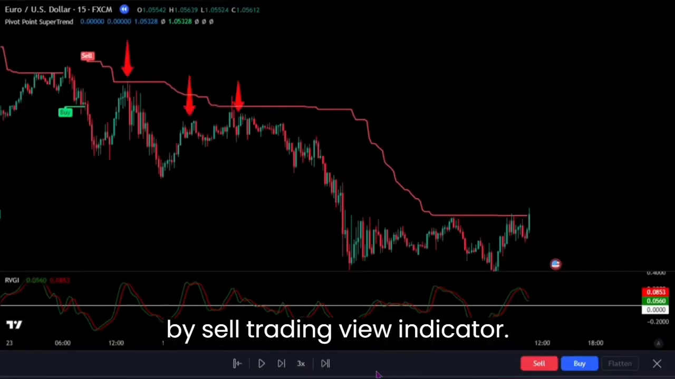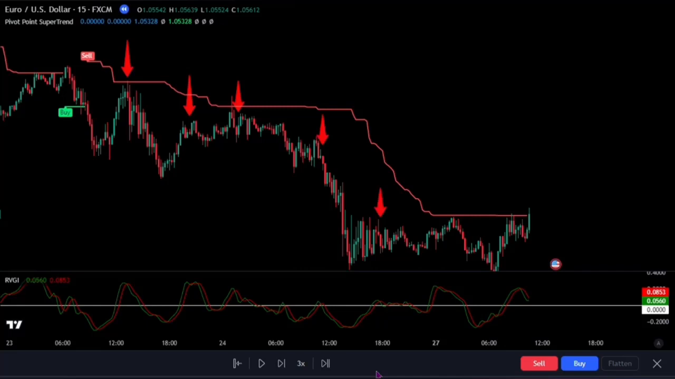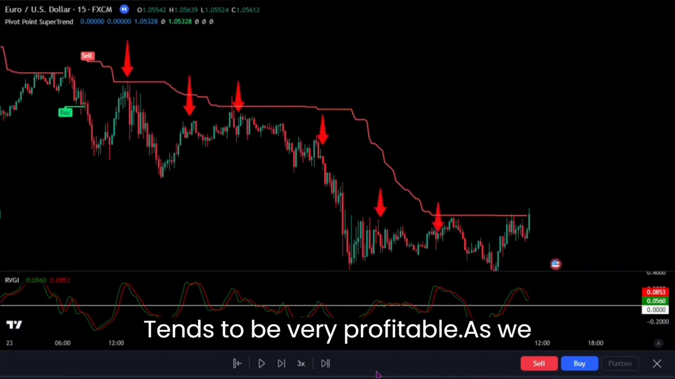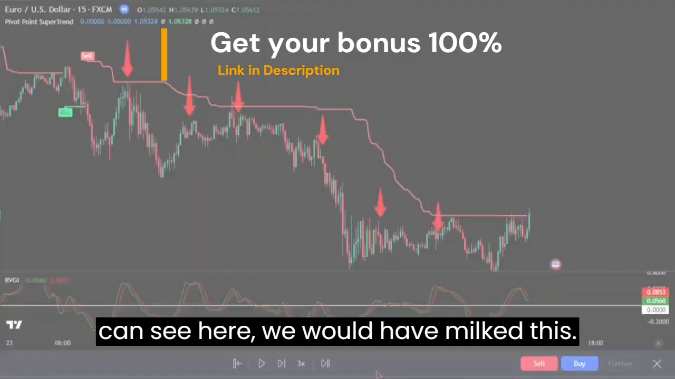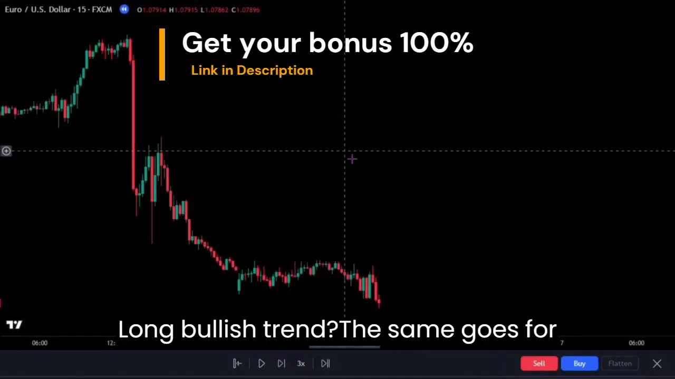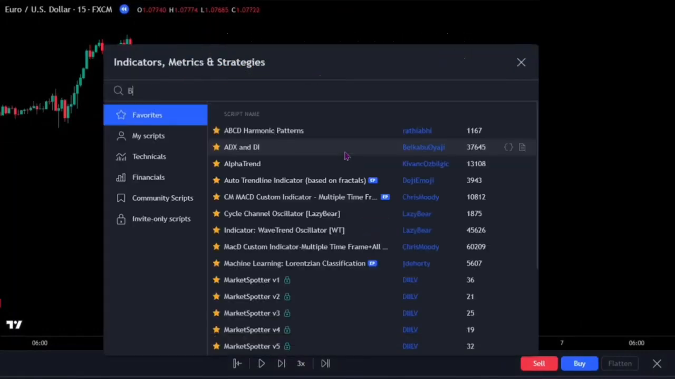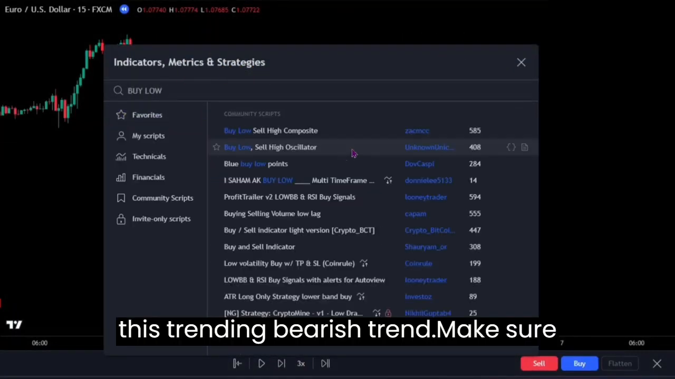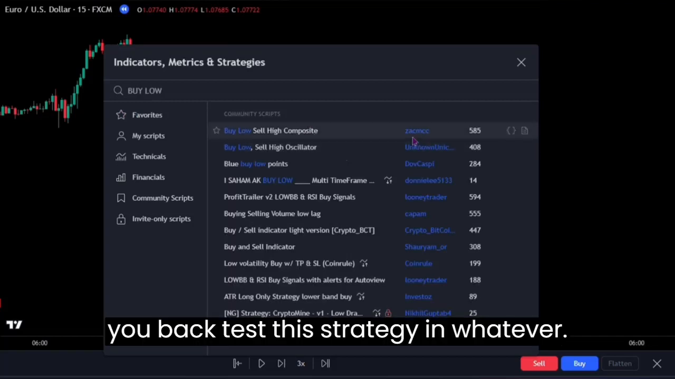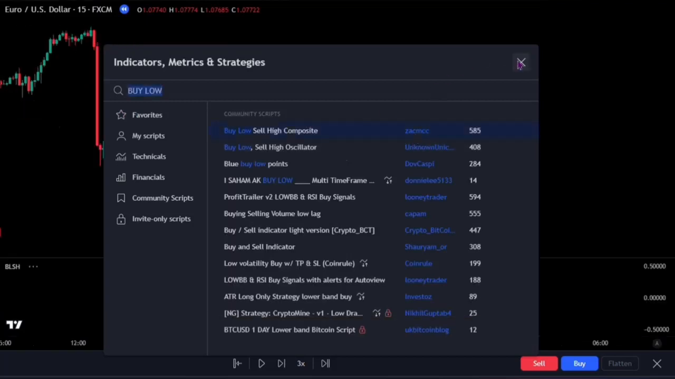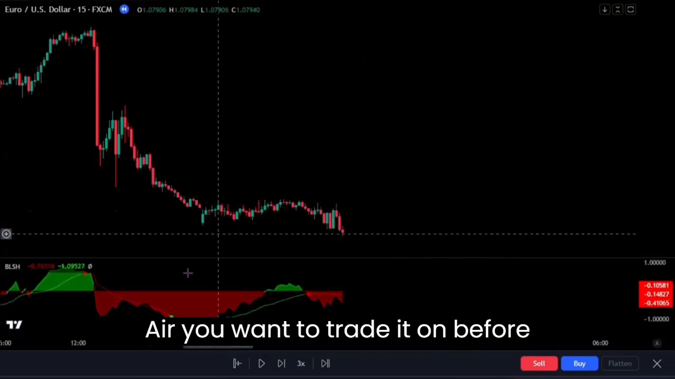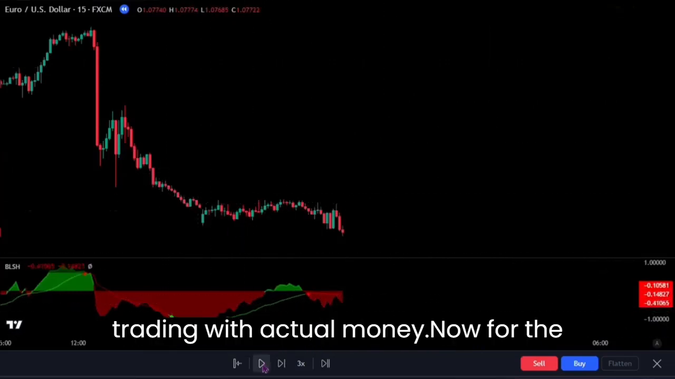Trading this buy-sell TradingView indicator tends to be very profitable. As we can see here, we would have milked this long bullish trend. The same goes for this trending bearish trend. Make sure you backtest this strategy in whatever pair you want to trade it on before trading with actual money.